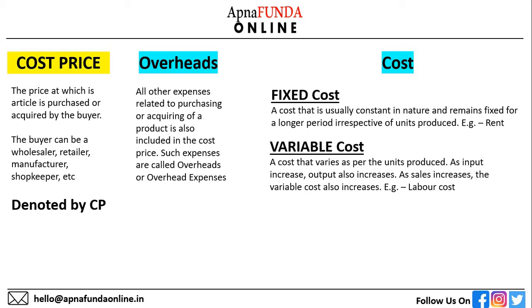Next is the variable cost, a cost that varies as per the units produced. As input increases, output also increases. As sales increase, the variable cost also increases.